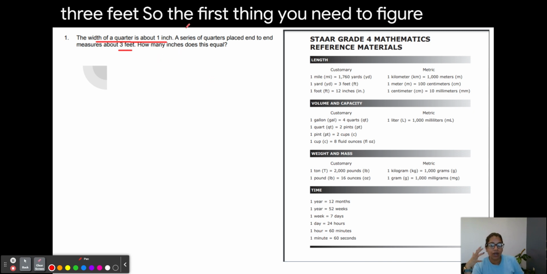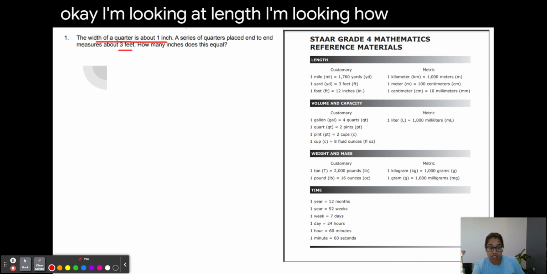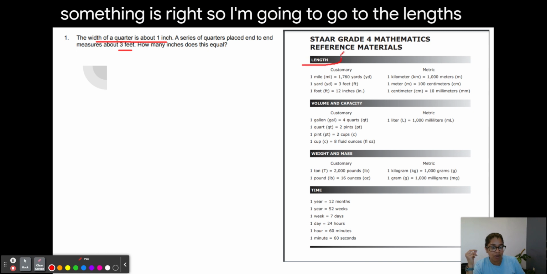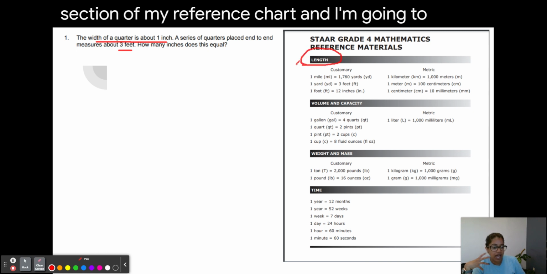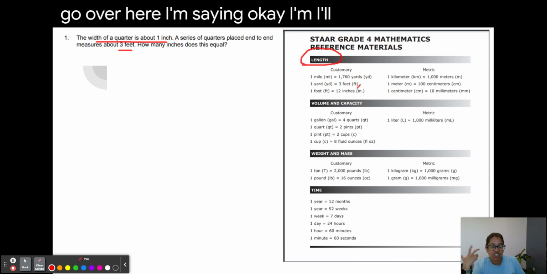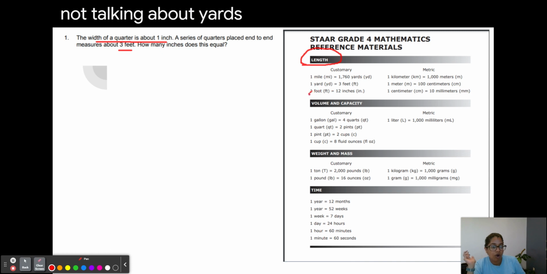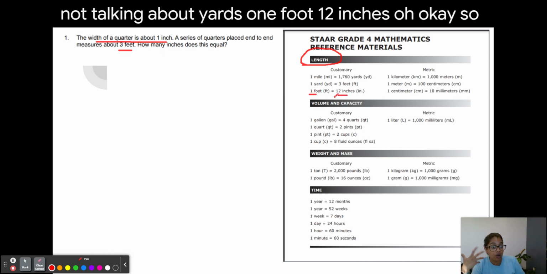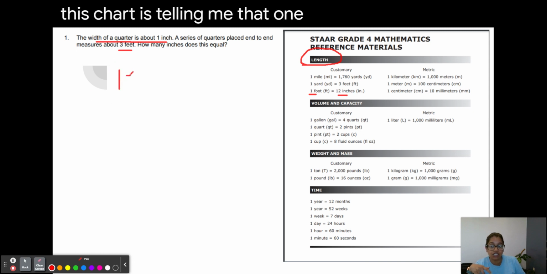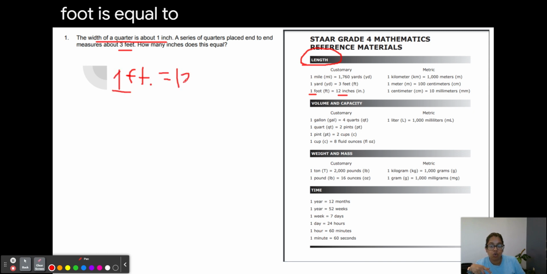The first thing I need to figure out is, okay, I'm looking at length. I'm looking at how long something is, right? So I'm going to go to the length section of my reference chart and look for any conversion that might help us. I'm seeing a mile, 1 yard, 3 feet. We're not talking about yards. 1 foot, 12 inches. Oh, okay, so I do know I'm talking about feet and inches. On this chart, it's telling me that 1 foot, and I'm going to use the abbreviation FT, is equal to 12 inches.